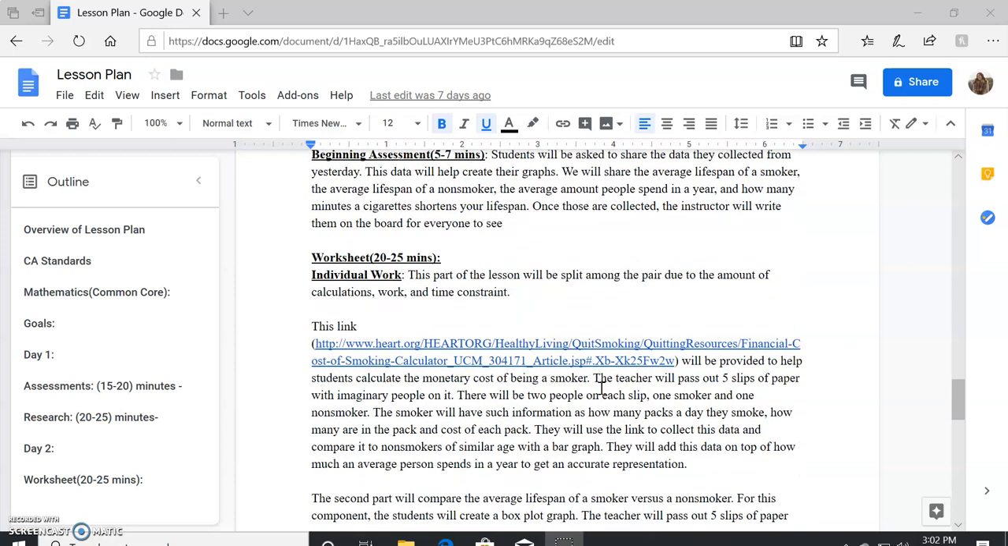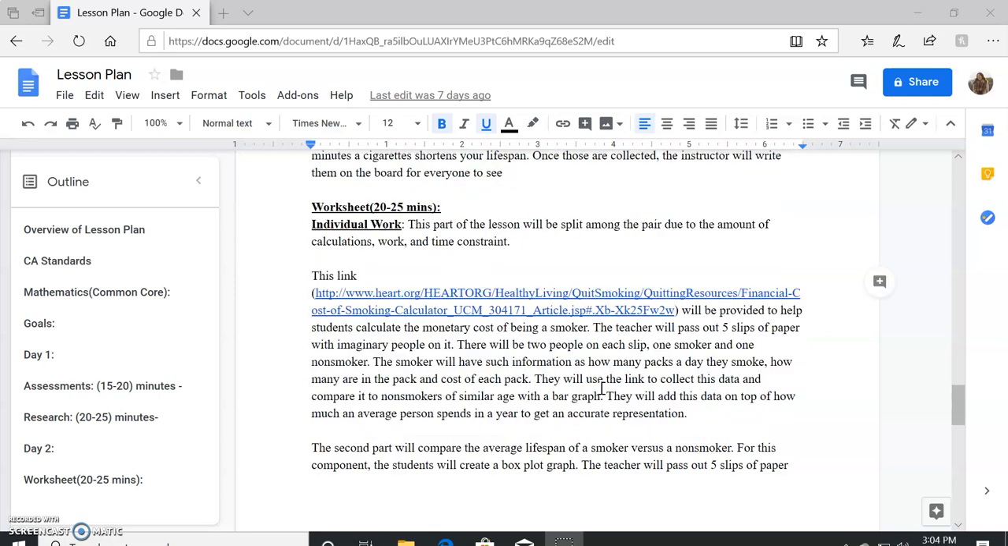For the worksheet, they'll have 20 to 25 minutes. They will split up the work because of the time constraint and calculations they need to do. So one student will be using this link I provided to help calculate the monetary cost of being a smoker. I will pass out 5 slips of paper with imaginary people on it. There will be 2 people, 1 smoker, 1 non-smoker. The smoker will have information that can be applied to the link to figure out how much it costs over a year as compared to a non-smoker. And we will have prior information of how much it costs to be an American every day in a year, in which they will compare the two.